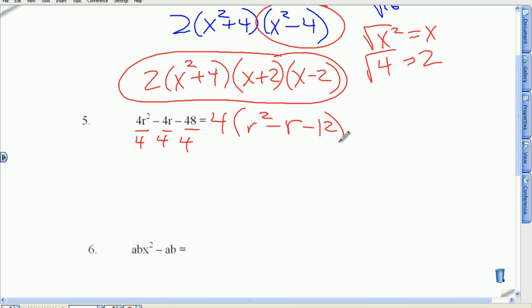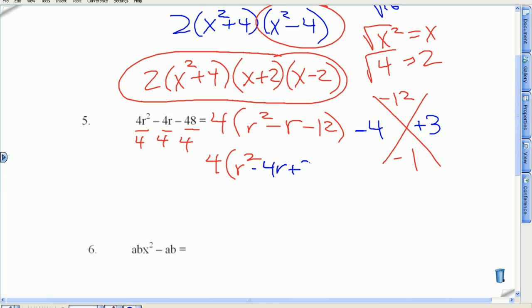Alright, so for our puzzle here, we want factors of negative 12 that add to be negative 1. So why don't we try 4 and 3? Let's decide what we need to do for a sign here. I want them to add up to be negative 1, so how about negative 4 and plus 3? So let's see. We have then 4 times r squared minus 4r plus 3r minus 12.